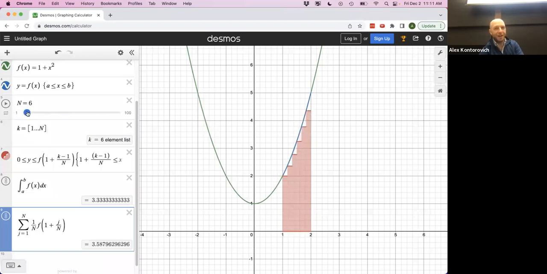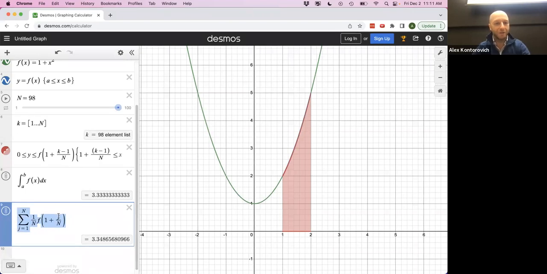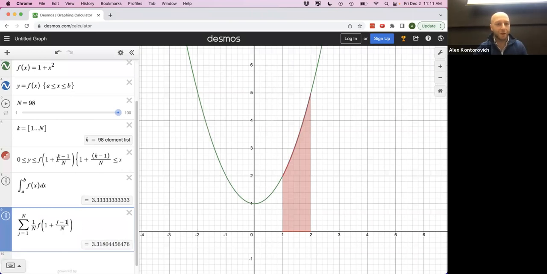But if I start increasing n, now we're at 3.4. We've got 13 little rectangles. And as we go out to 50 rectangles, now I'm at 3.36. As I go out to 100 rectangles, now I'm at 3.34. And as I keep doing that forever, I'm going to get closer and closer to the true value of the area. Or if I look at the same thing but from below, instead of taking j, I'll take j minus 1.